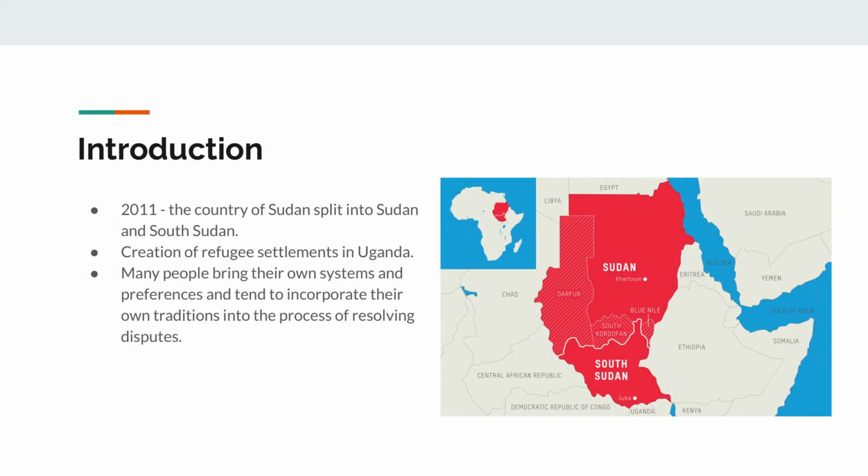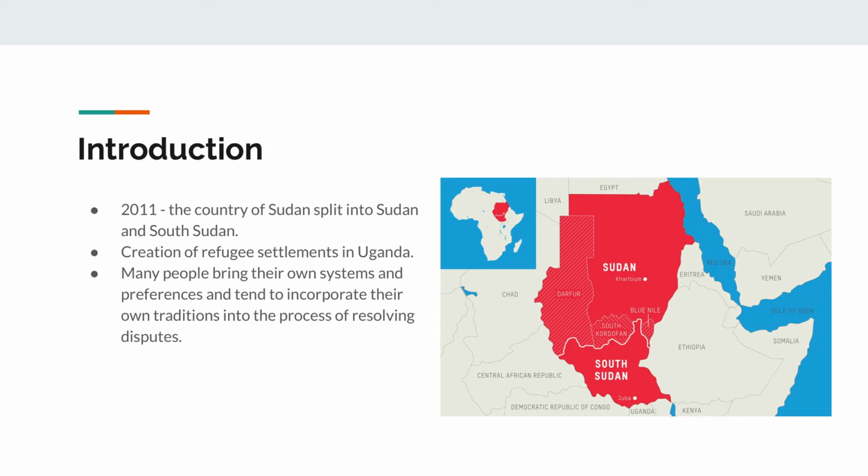After some discussions, we decided to choose problem C, managing different dispute resolution strategies. Firstly, let's talk a bit about the context of the problem. Terrible events that followed the split of the country of Sudan into Sudan and South Sudan had resulted in the creation of refugee settlements in Uganda. And though many aspects of the lives of the people within these camps aren't understood, recent studies showed interesting facts about how they resolve disputes.